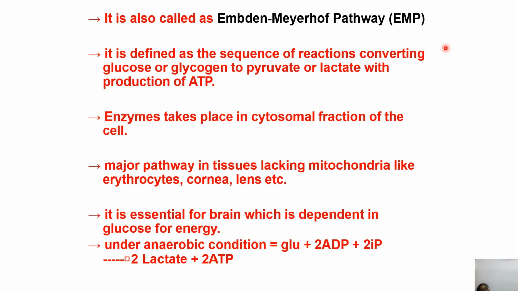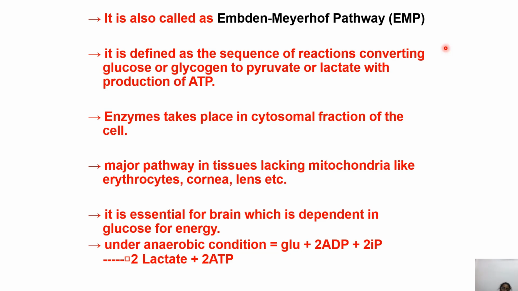Okay. Now it is also known as the Embden-Meyerhof-Parnas pathway. It is defined as the sequence of reactions converting glucose or glycogen to pyruvate or lactate with production of ATP, and the enzymes take place in the cytosolic fraction of the cell. A major pathway in tissues lacking mitochondria like erythrocytes, cornea, lens, and it is essential for the brain, which is dependent on glucose for energy. Okay, the brain is totally dependent on glucose for energy.